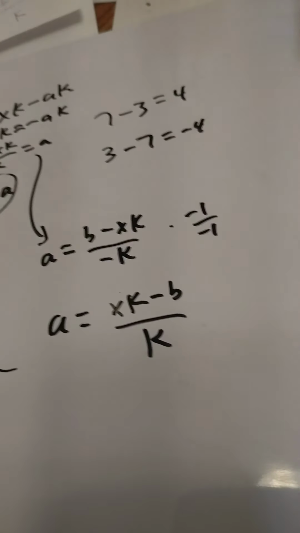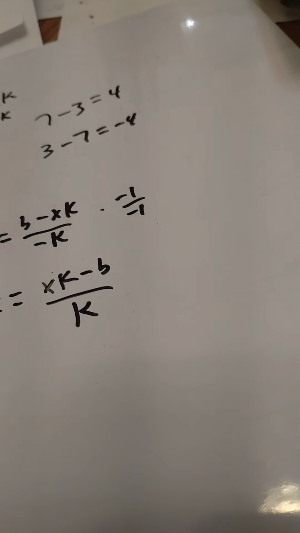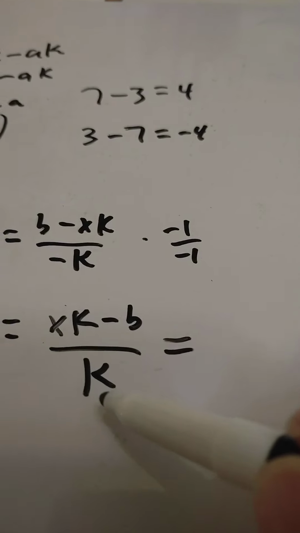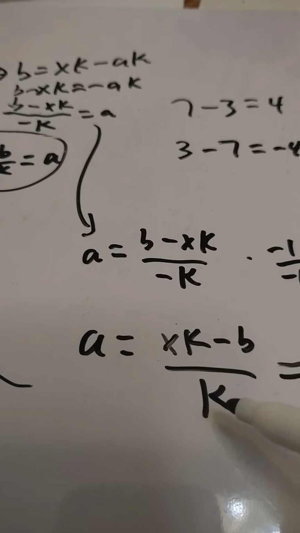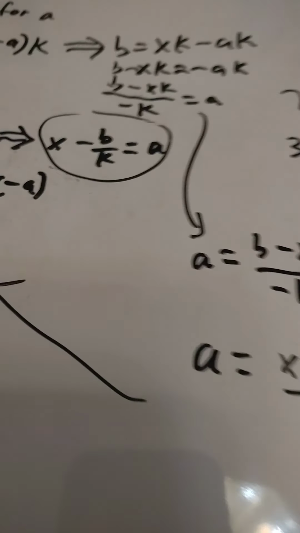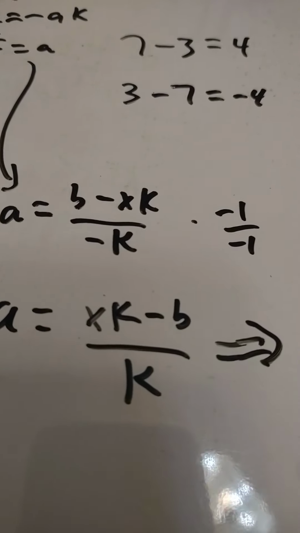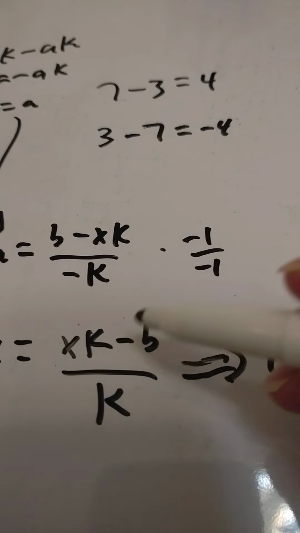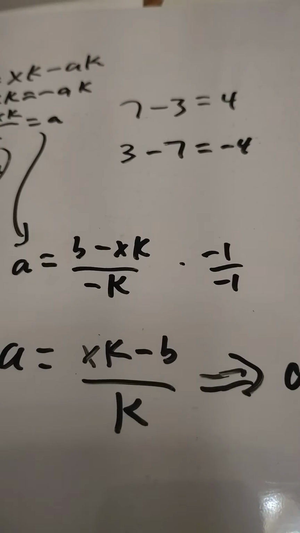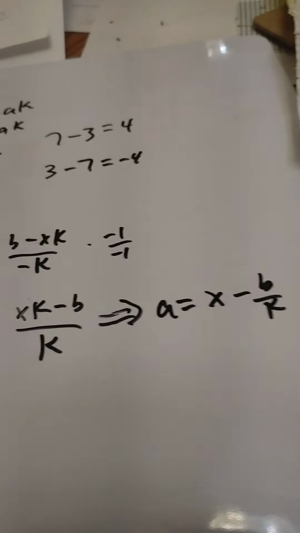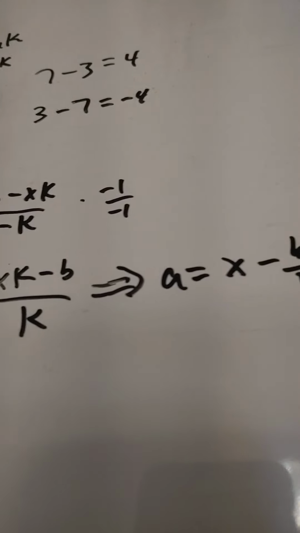Let's move on now to the next problem. But I could divide every term by k. So I get, let me just rewrite this, a equals, what's x over k divided by k? Isn't that just x? And then minus b over k? And isn't that the same thing as over here? Sure. So indeed, these are the same thing.